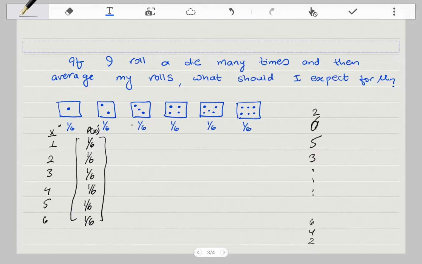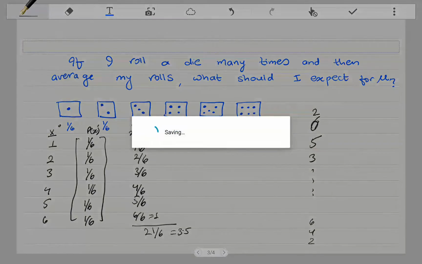To find the expected value, all we have to do is x times p of x. So 1 times 1 over 6 is 1 over 6. 2 times 1 over 6 is 2 over 6. 3 times 1 over 6 is 3 over 6. 4 over 6, 5 over 6, 6 over 6, or 1, right? If you add all this up, it will come out to be 21 over 6, which is the same as 3.5.